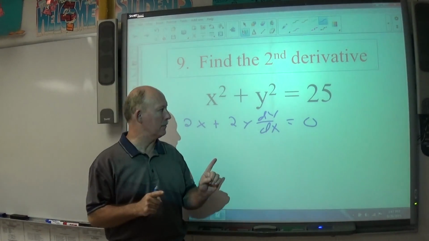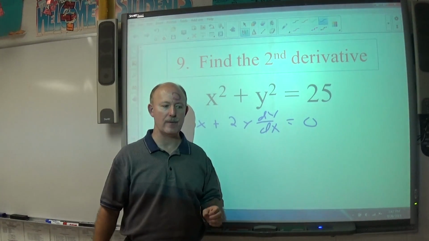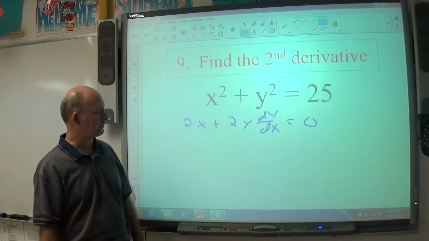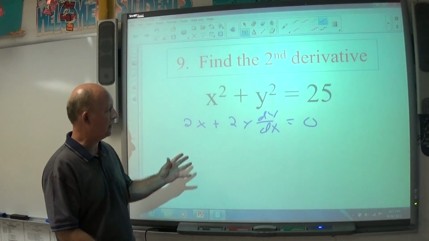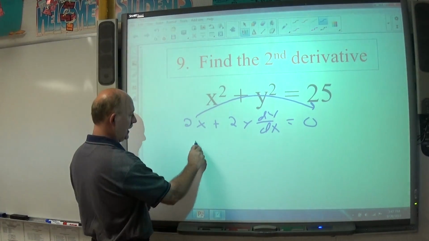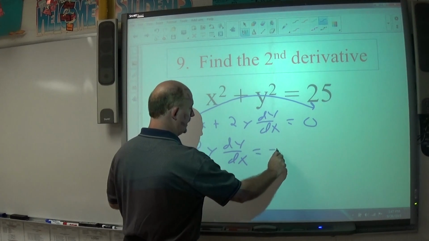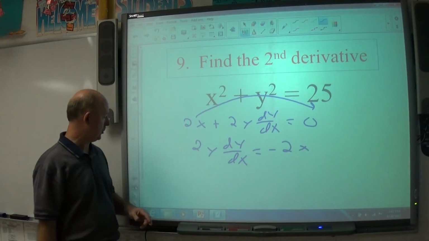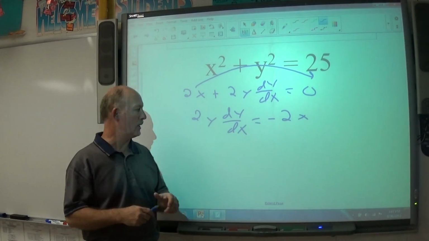Once again, remember, if there's a constant, you have to take the derivative of that also, which is just 0. Now, we only have one dy dx term, so we're going to move the 2x to the right-hand side, and we'll bring the 2y down, so 2y times dy over dx is going to equal negative 2x. So move that 2x over. Just remember, change the sign on it when you take it to the other side of your equal sign.